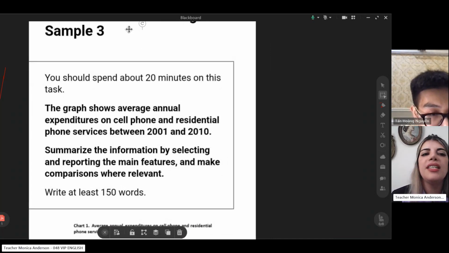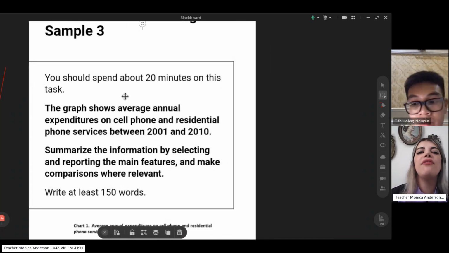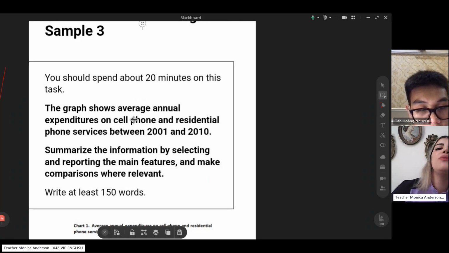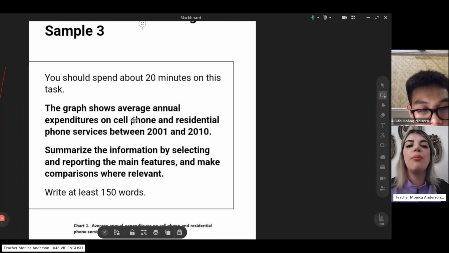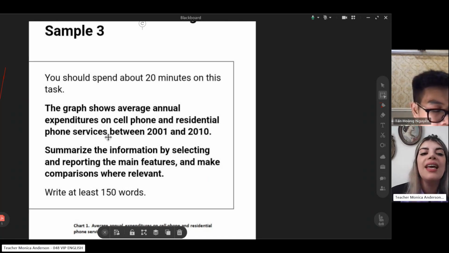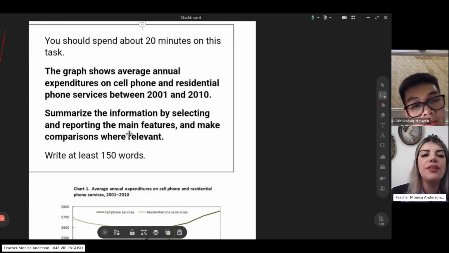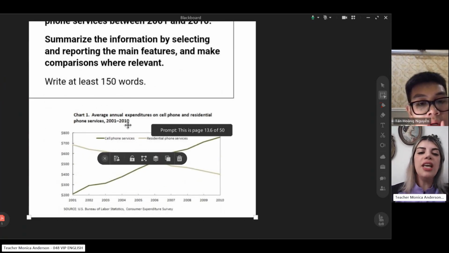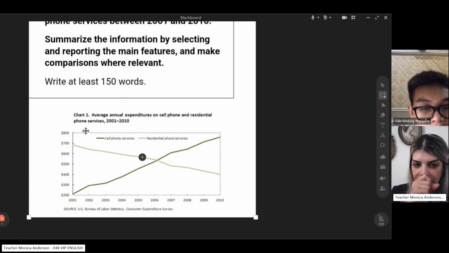What is the title? The graph shows average annual expenditure on cell phone and residential phone services between 2001 and 2010. Summarize the information by selecting and reporting the main features and make comparisons where relevant. Okay, let's start.